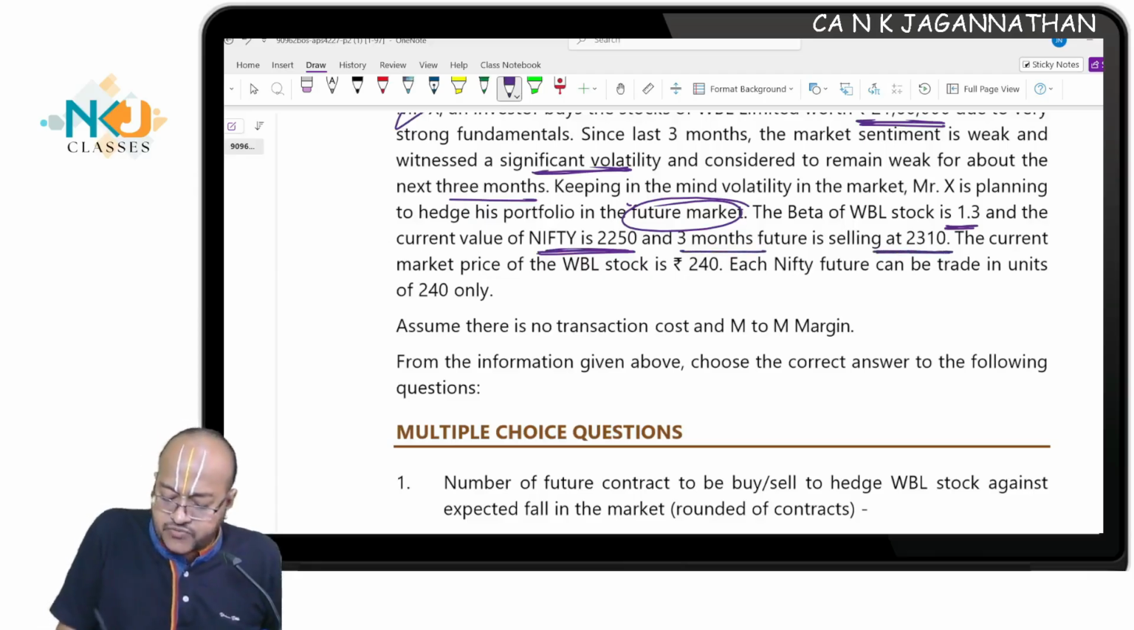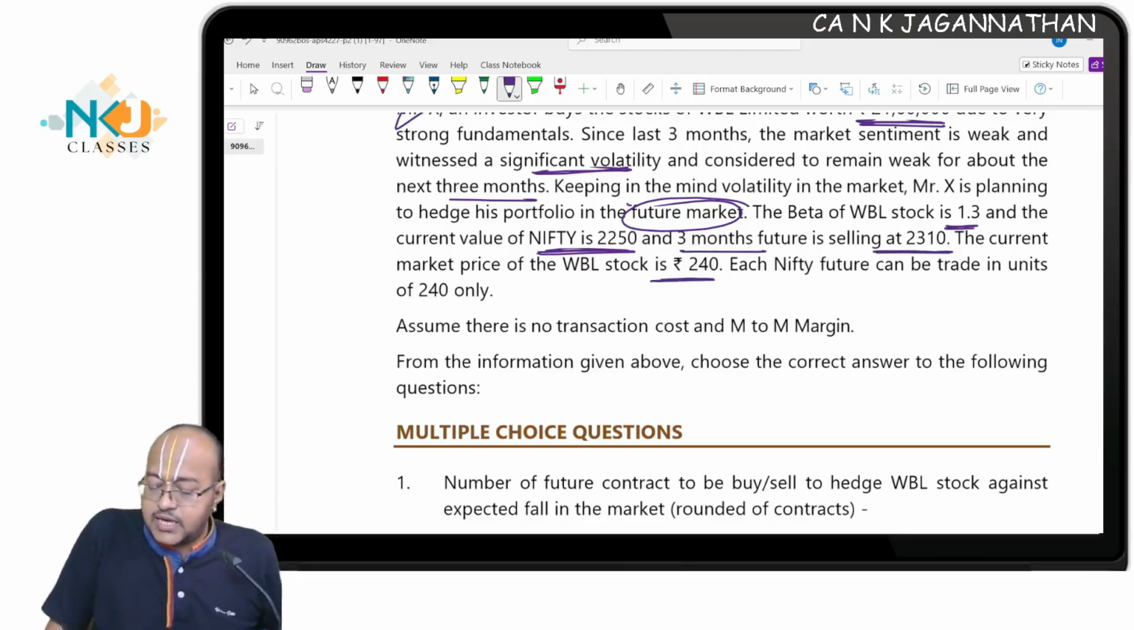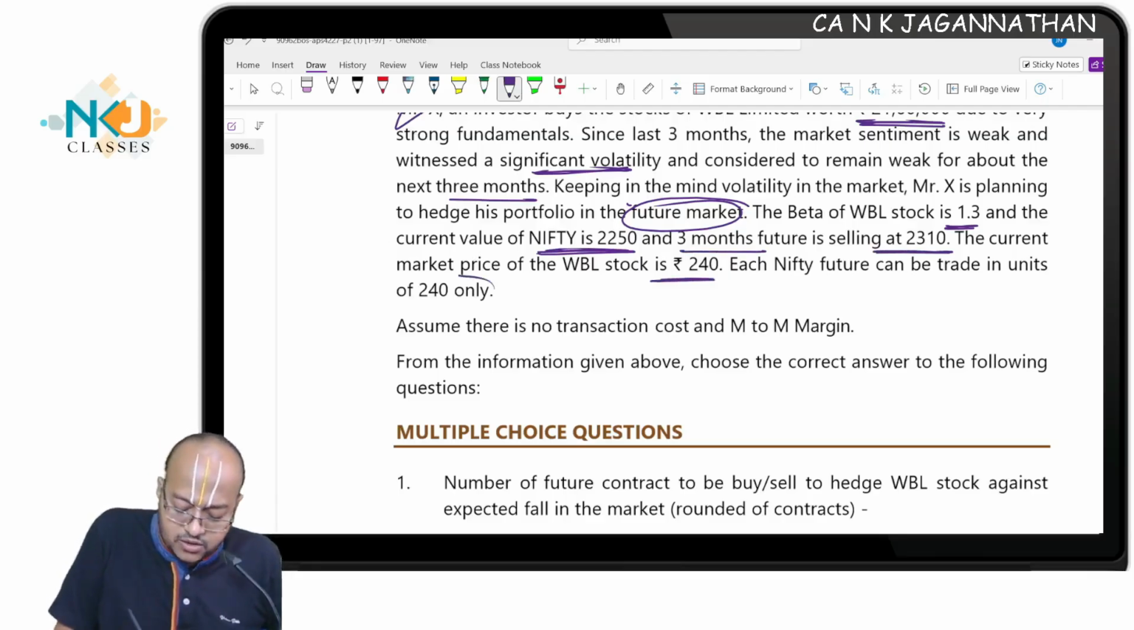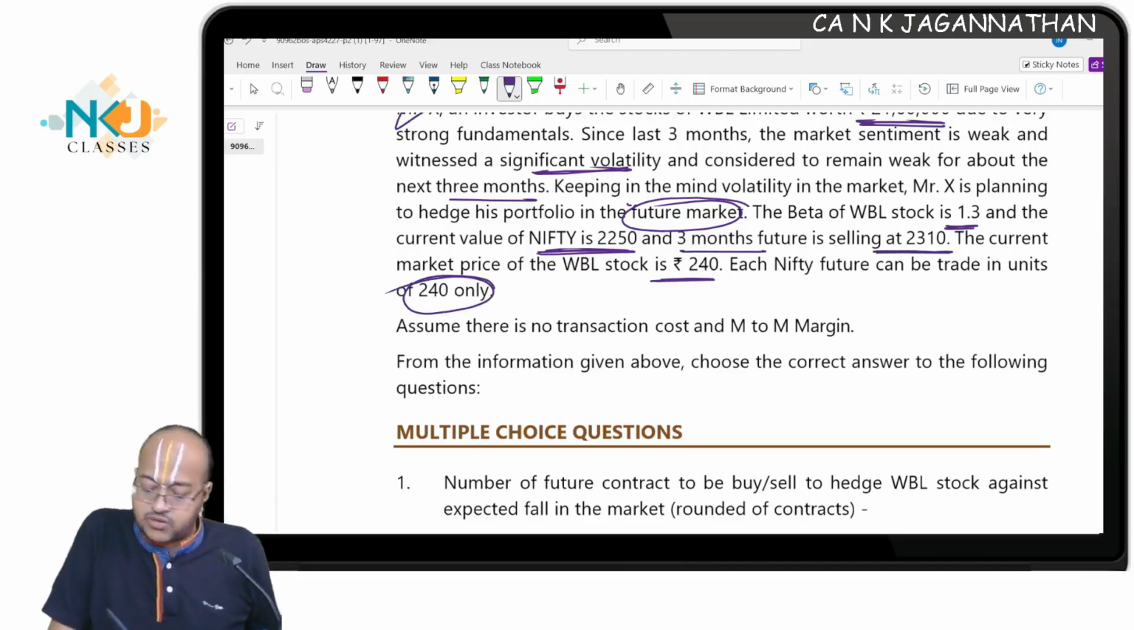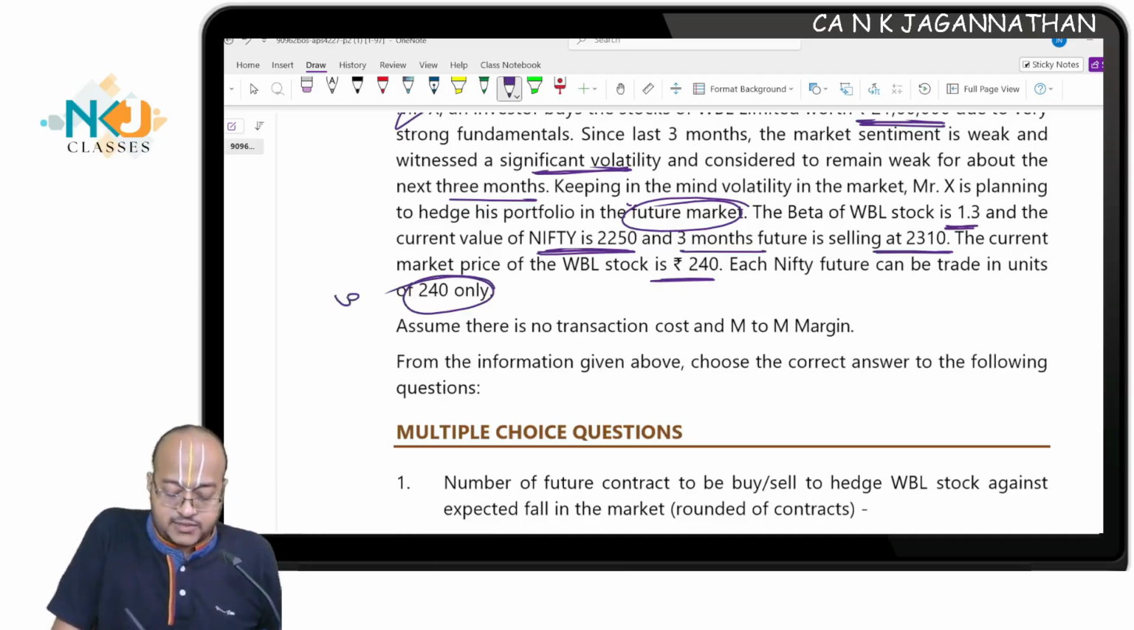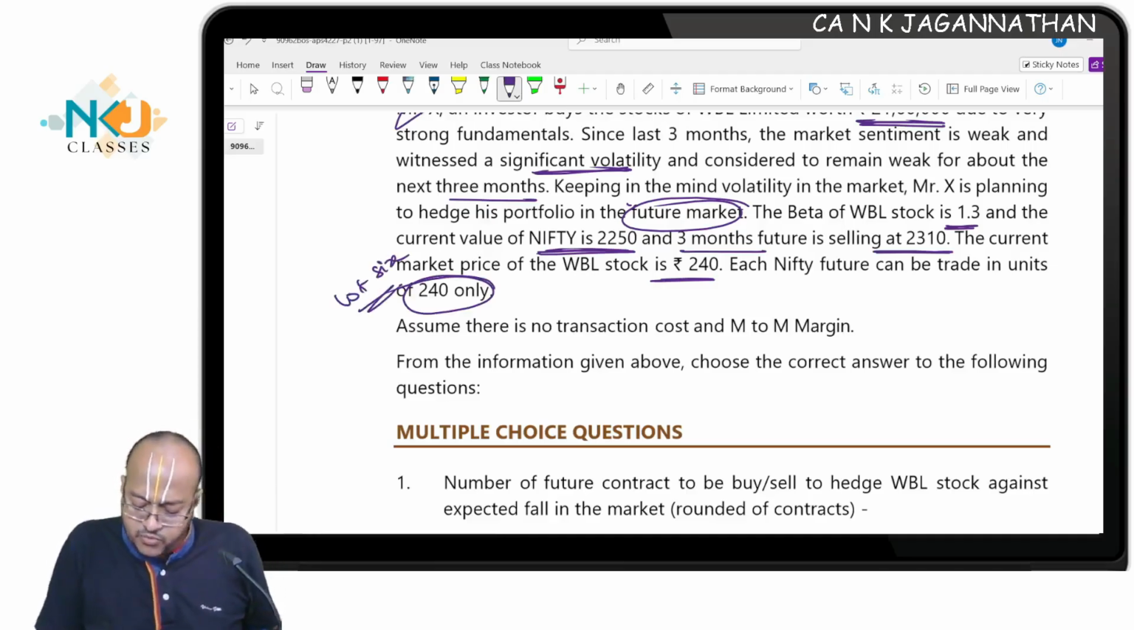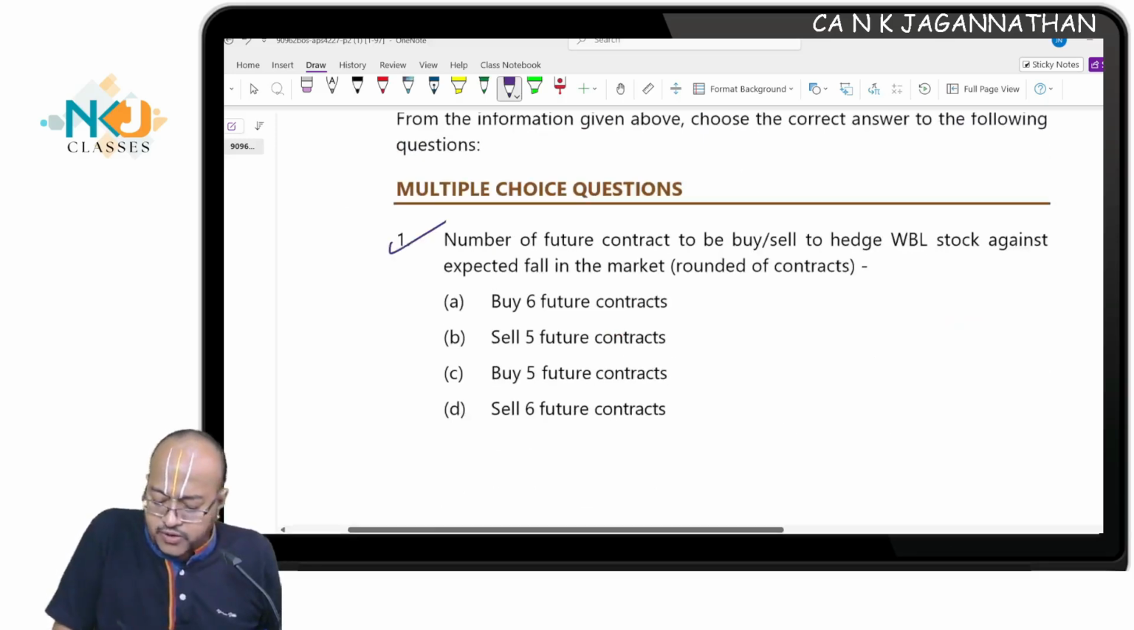The current market price of WBL stock is 240. Each Nifty futures can be traded in units of 240, which means this is the lot size. Lot size is given as 240. See, assume there are no transaction costs or M2M. Now, number of future contracts to buy or sell to hedge WBL stock against expected fall in the market.